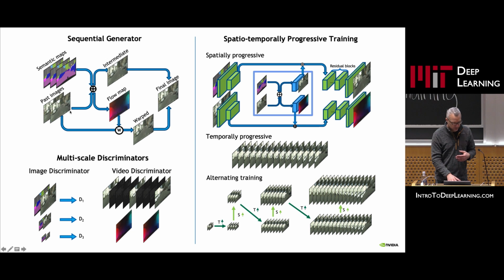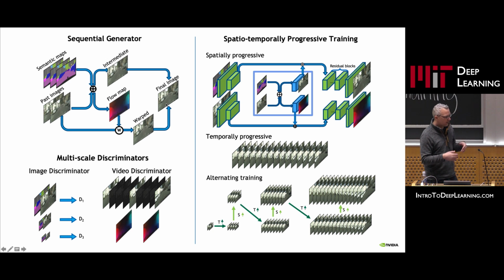In addition, we also compute optical flow between the previous images, so we know how things have been moving. We use the flow to warp the previous image into what the next image could look like, and then we combine our synthesized image with the warped image, what it might look like, into a final image, and that helps. And we always use a network to combine these.